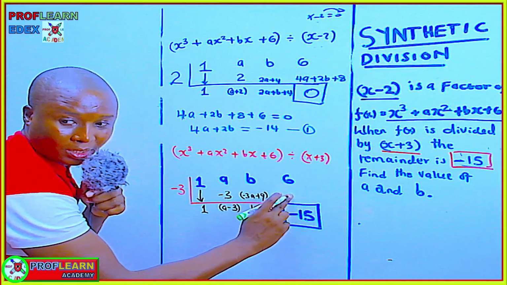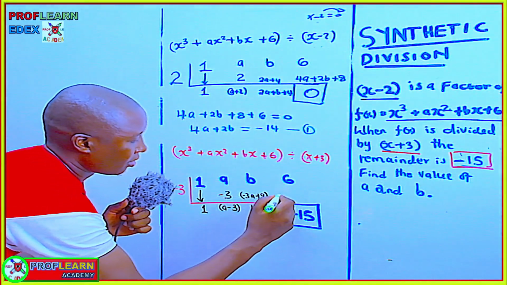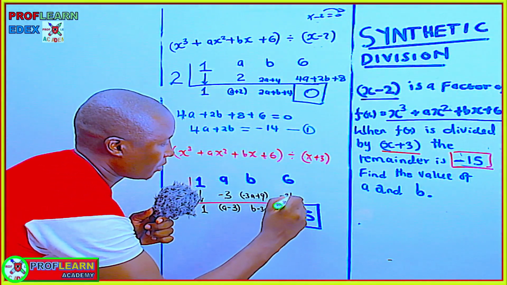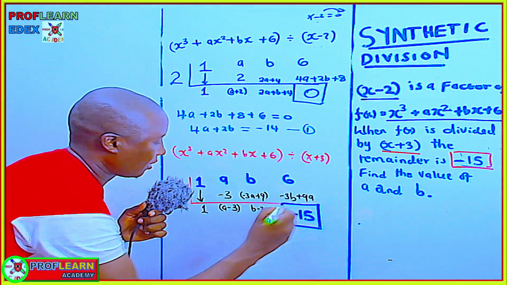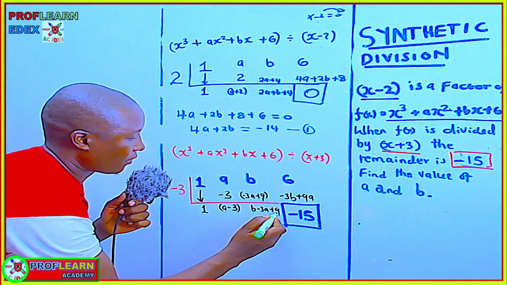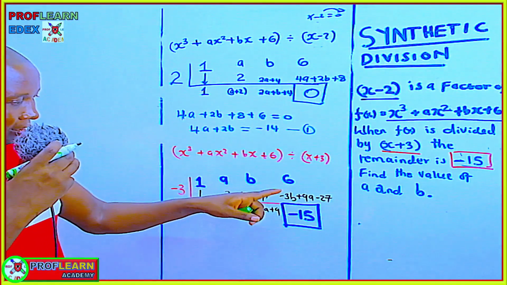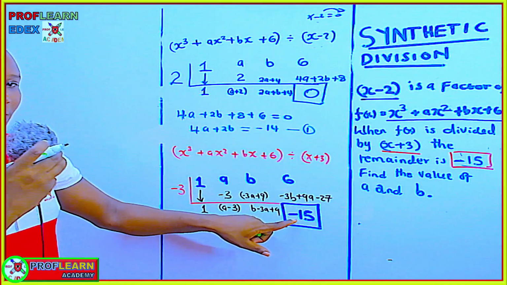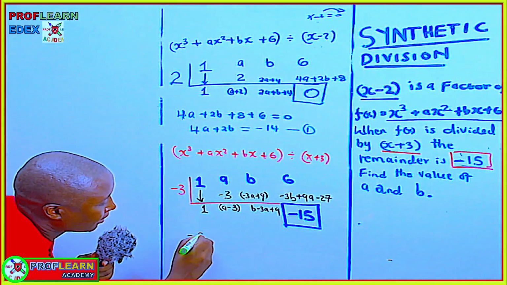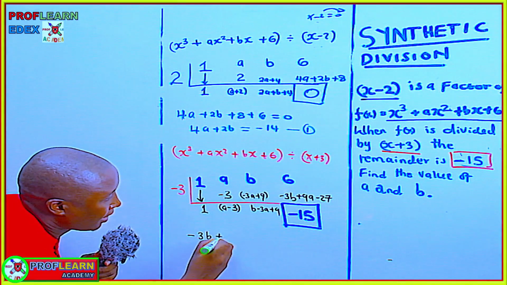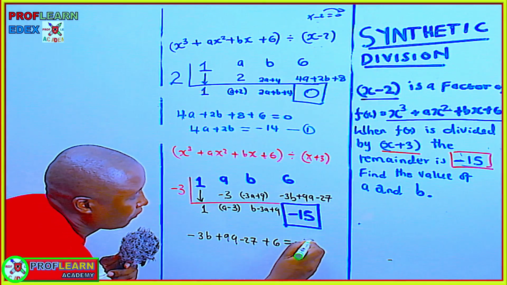Then to get this number that we shall write here, we are going to say negative 3 times this, it will be negative 3b. Negative 3 times negative 3a, it will be positive 9a. Negative 3 times positive 9, it will be negative 27. And lastly, we are going to add this and this. It must be equal to the remainder that we have here. So finally, we're going to say this is going to be minus 3b plus 9a minus 27 plus 6 is equals to negative 15.